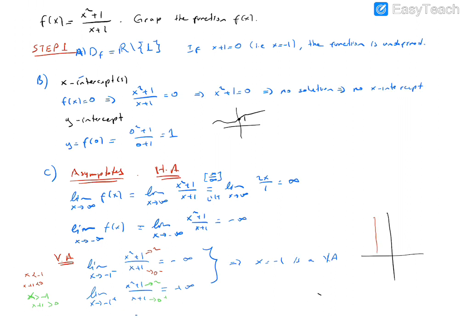So this is the line x equals minus 1. From the left side, the function goes to minus infinity, so the graph goes to minus infinity from the left side. When x approaches minus 1 from the left side, the function goes to minus infinity. From the right side, the function goes to plus infinity. So by this way we complete step 1.